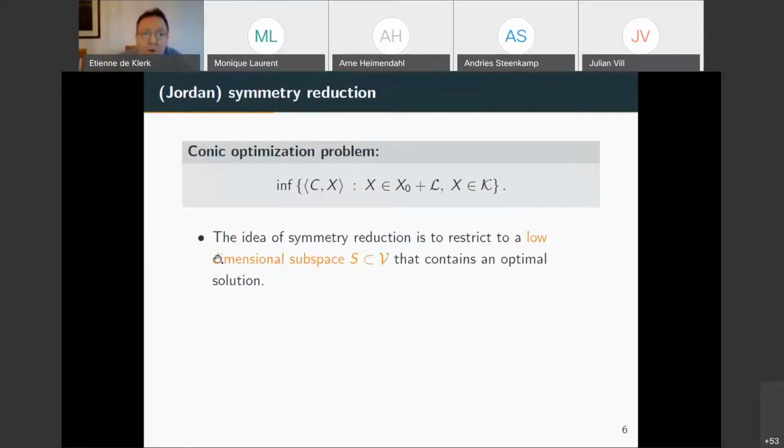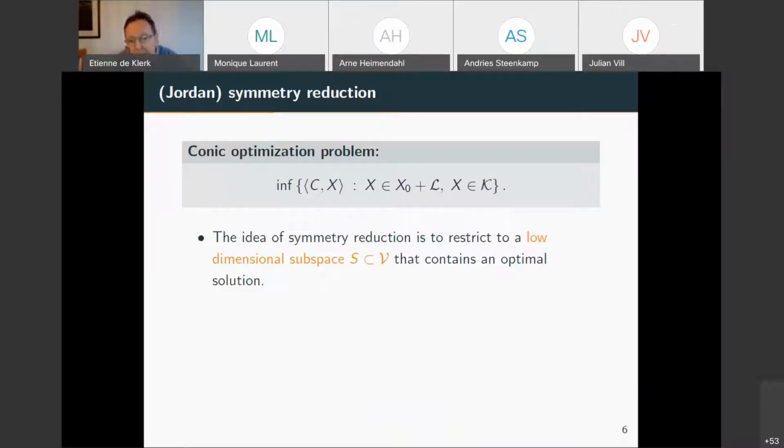So recall our conic optimization problem. This was just the rewritten form. We minimize the inner product of C and X, where X belongs to this affine space and to the cone K. For all types of symmetry reduction, the idea is just to restrict the optimization, or the ambient space if you will, to a low dimensional subspace, let's say S of the ambient space, that is guaranteed to contain an optimal solution if there exists an optimal solution.